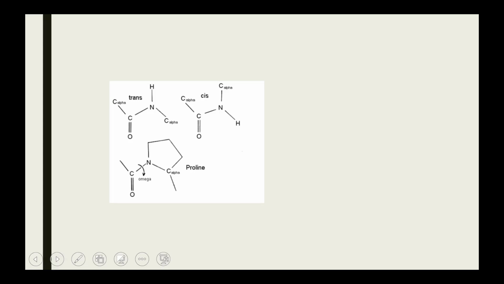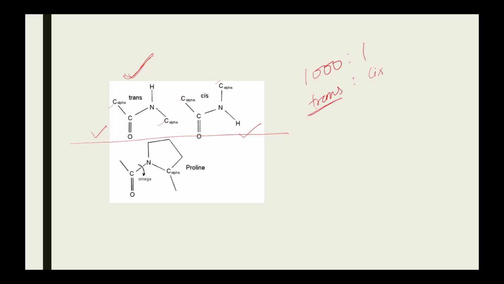proline. If we see the structure here, as I was discussing, this is the trans configuration, this is the cis configuration. In the cis configuration both the C alpha carbons are on the same side, here the C alpha carbons are on opposite sides. So in nature, for all the amino acids, the trans configuration is favored. The ratio is 1000 to 1, trans to cis.